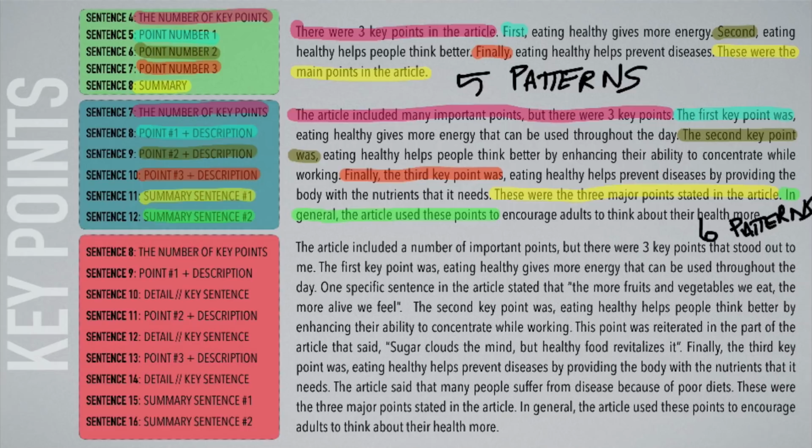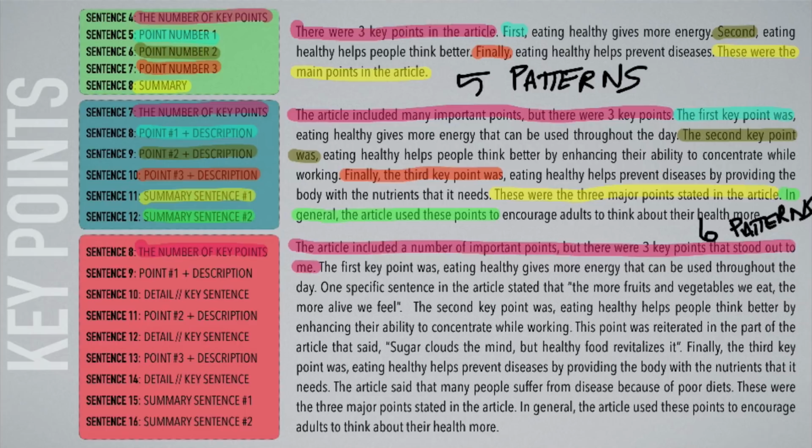Okay, so the first sentence in the advanced level summary is the number of key points. It says, the article included a number of important points, but there are 3 points that stood out to me. Okay, so for this one we have, the article included a number of important points, but there were 3 points that stood out to me. Now this is a very long sentence as well, but this pattern is amazing for the advanced level.